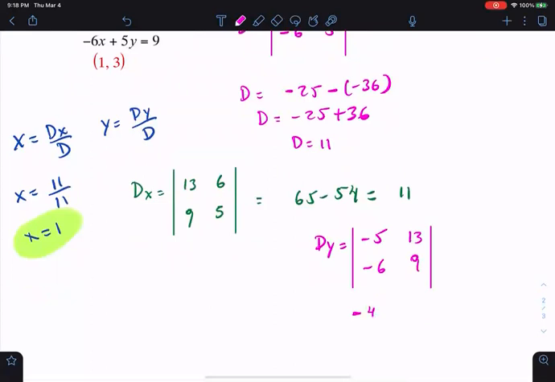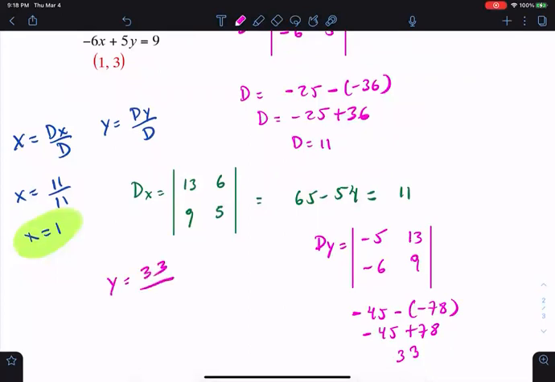So this is negative 45 minus 78, right? So this is negative 45 plus 78. And if you add these numbers, you should get 32. Actually 33, I'm sorry, 33, right? And if you want to find the value of y, dy is 33 divided by d, and d is 11 in this case. So y equals 3. So this is the answer for y.